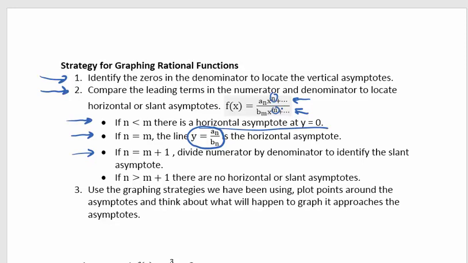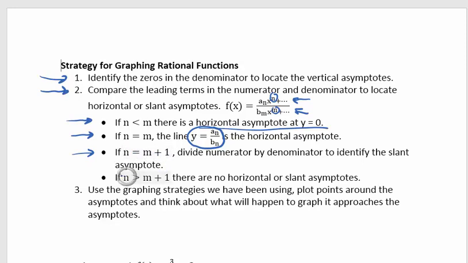A lot of times we'll use synthetic division to do that division, but you divide that out, and when you get done dividing, you ignore the remainder, and what's left over after you ignore the remainder is going to be the line for your slant asymptote. That may be a little tricky to understand right now, but when I show you an example in a practice here, you'll be able to do that. Okay? So that is if n was equal to m plus 1, 1 degree higher than the denominator.